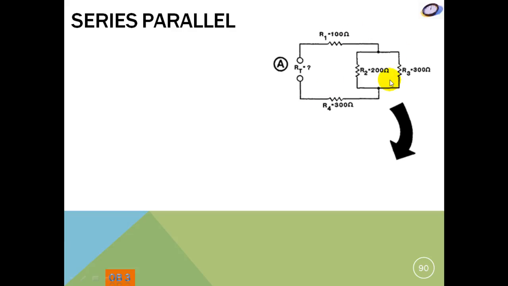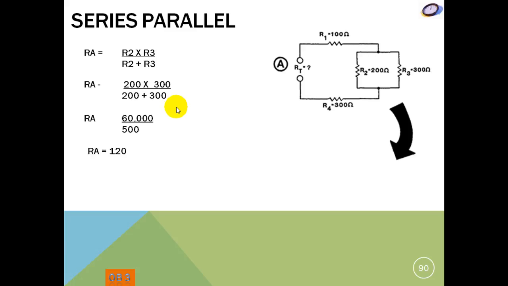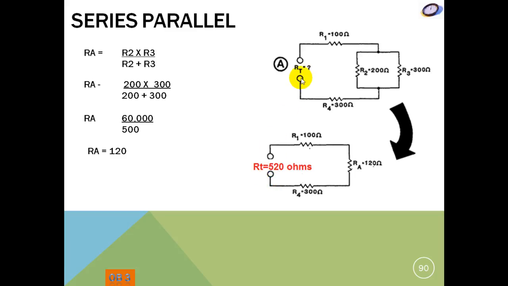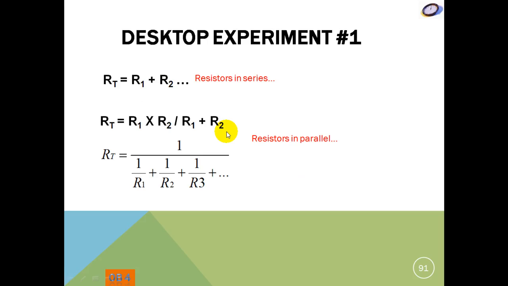When you look at a series-parallel circuit, you always work away from the source. So you deal with this parallel first. You would do product over the sum with 200 ohm and 300 ohm, which gives you 120 ohms. Notice 120 ohms is less than the smallest one, 200. That effective resistance is in series with the 100 and the 300. So 100, 120, 300 will give you the 520 ohms that the source would see. So the total resistance, once you evaluate this parallel branch, is 520 ohms.